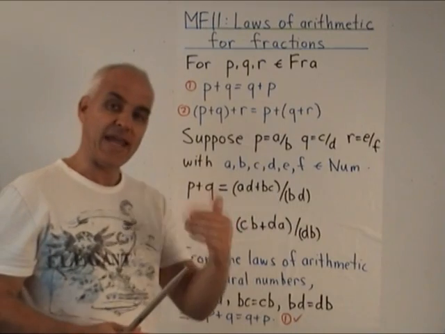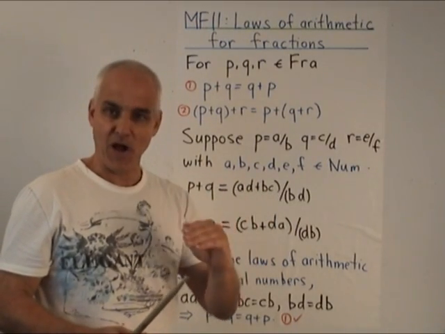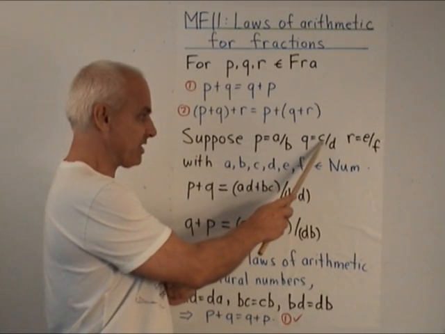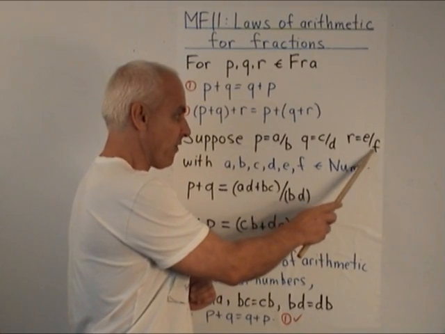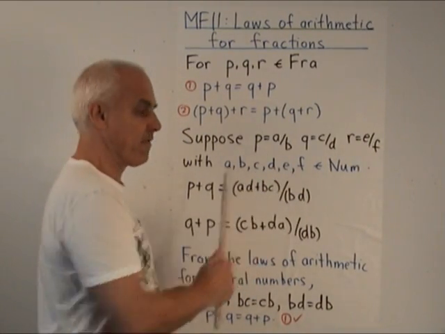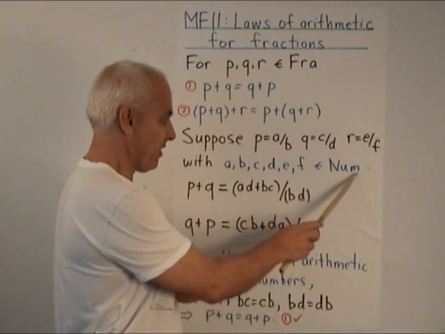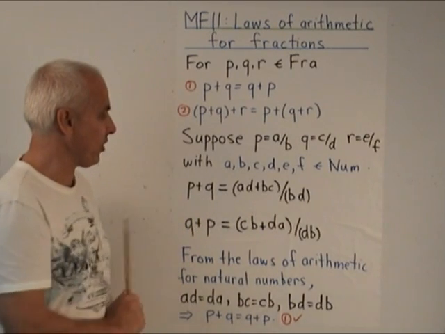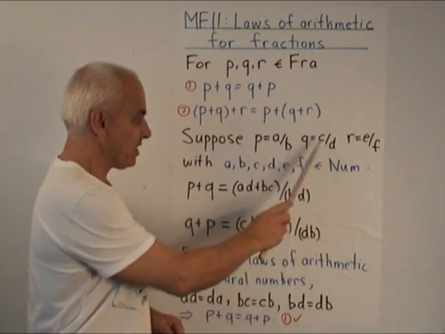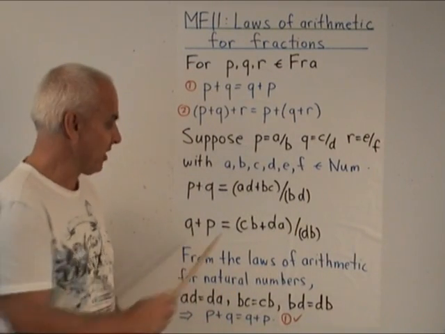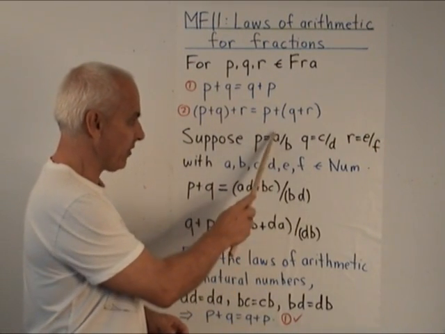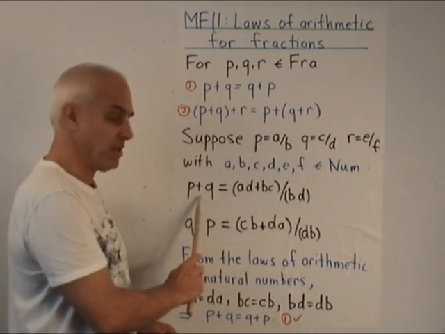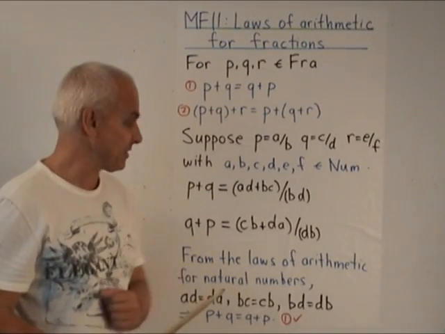What we have to do is relate these laws to the corresponding laws for natural numbers. So we suppose that P is equal to A over B, that Q is equal to C over D, and that R is equal to E over F, where A, B, C, D, E, and F are natural numbers, represented by this notation. And now let's have a look, say, at the first law. So look at P plus Q. So A over B plus C over D, and we have to remember what the definition of the sum is. It's AD plus BC, so AD plus BC over BD. That's how we define the sum of two fractions.